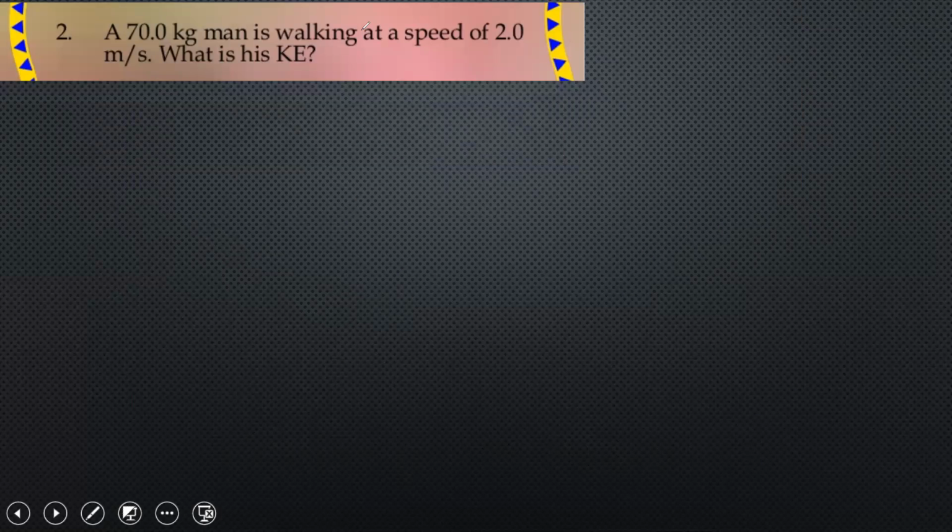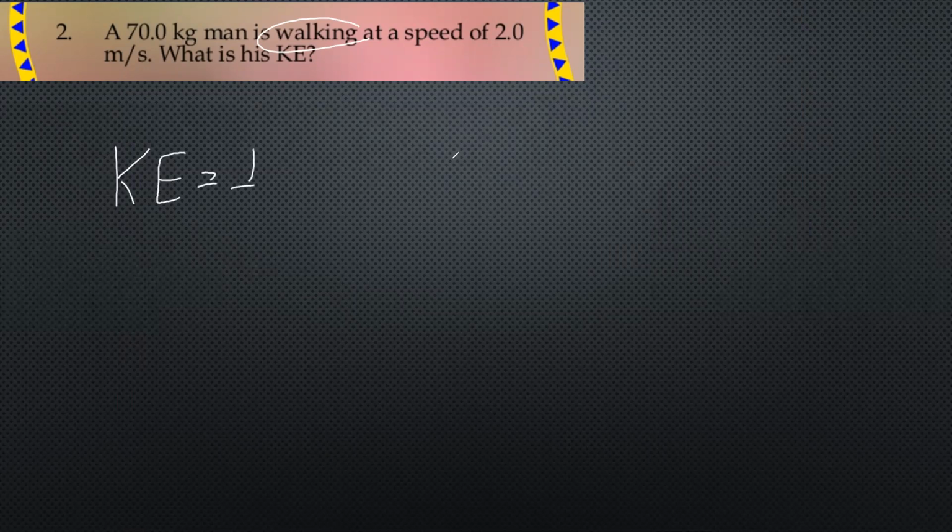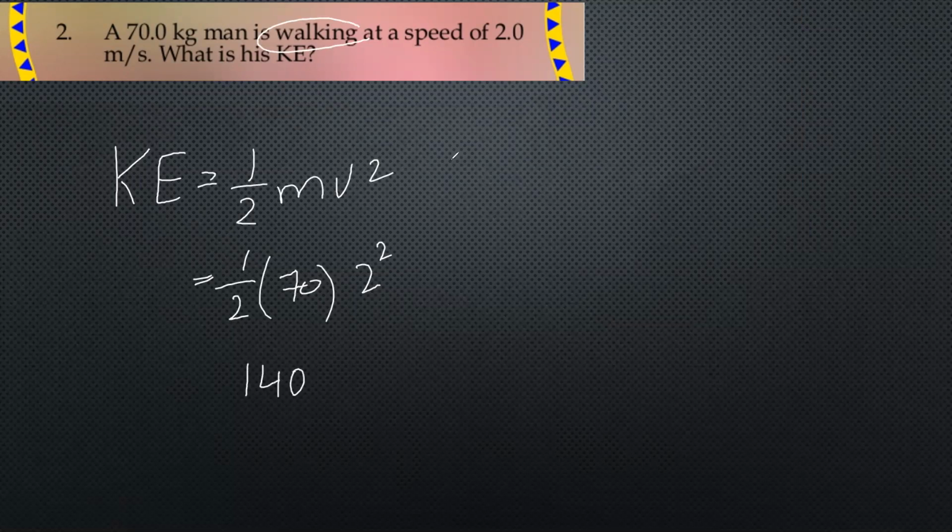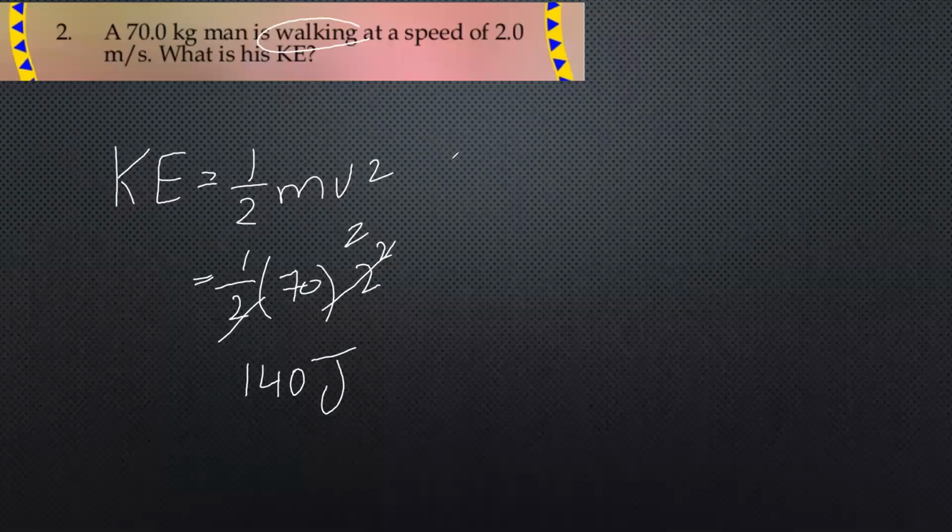Now here, the same questions. A 70 kilogram man is walking at a speed of 2. What is his kinetic energy? So from the words, since I say walking, you have to distinguish between potential and kinetic. Since he is walking, we have kinetic. So the kinetic energy here is half mv squared, which is half the mass 70 and the velocity 2 squared. So we have 140 joule. It's a very easy one. The answer is 140 joule.